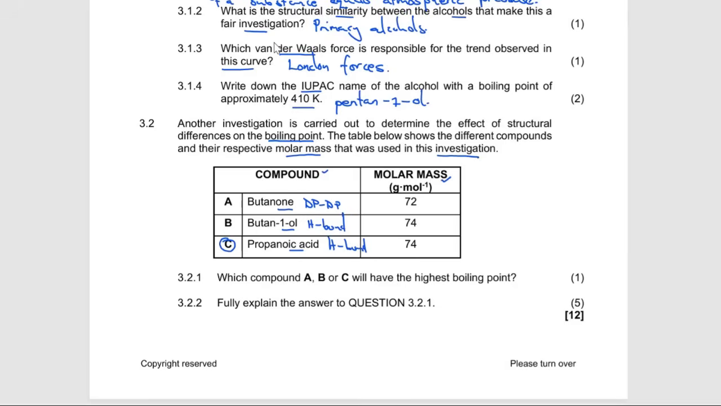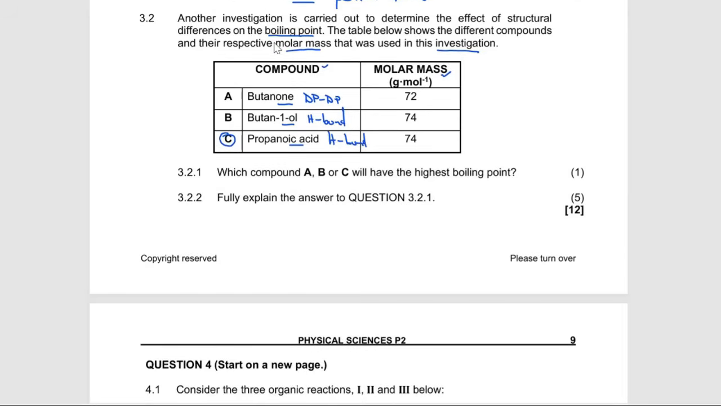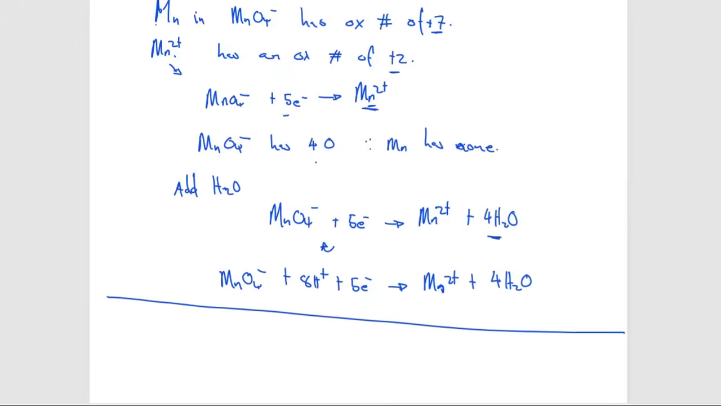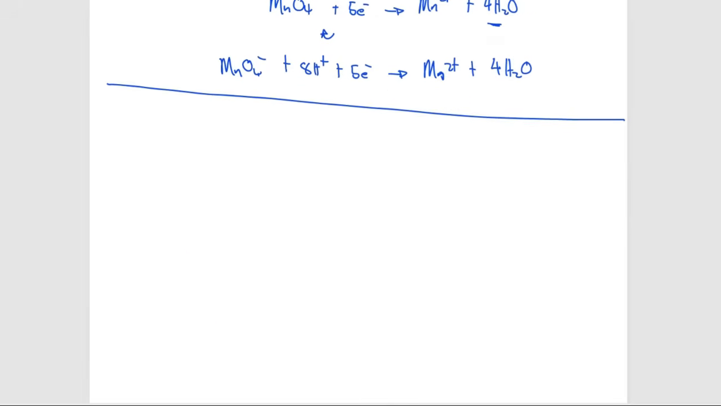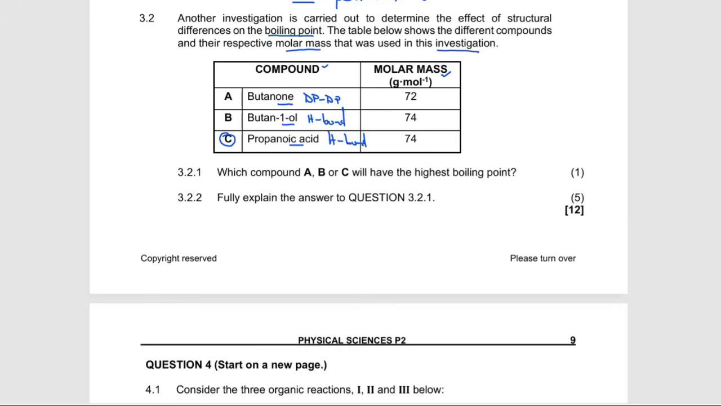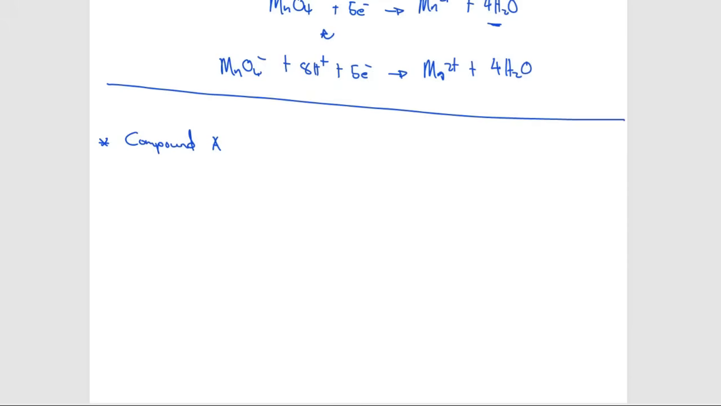Hydrogen bonds. Then now we're asked to fully explain the answer to question 3.2.1, right? So allow me to use this other space there to explain that part. So I prefer to write this in bullets, right? So we're going to start with compound A. I'm going to say compound A, already I identified compound A as, it says here, a butanone, so it's a ketone, therefore it has got what? The type of bond there is going to be dipole, right? Dipole forces, right? So compound A has dipole forces.